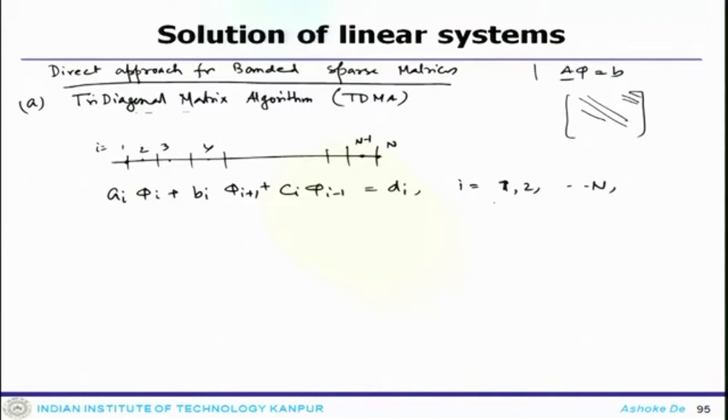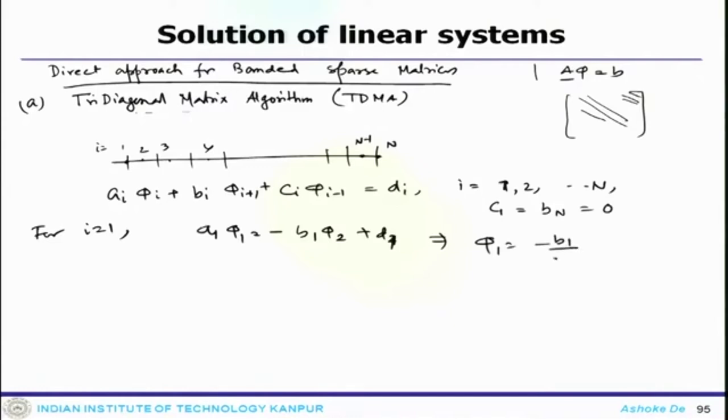With c_1 equal to 0. So, what one can do for i equals 1, you can directly solve this equation: a_1 phi_1 equals minus b_1 phi_2 plus d_1, which you can see phi_1 can be solved as minus b_1 by a_1 times phi_2 plus d_1 by a_1.